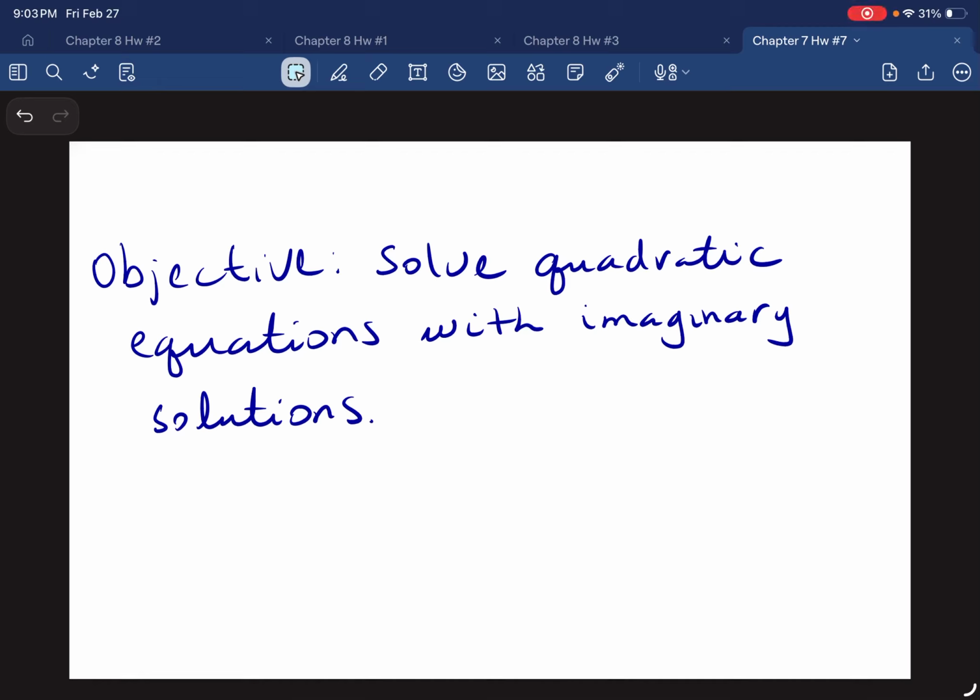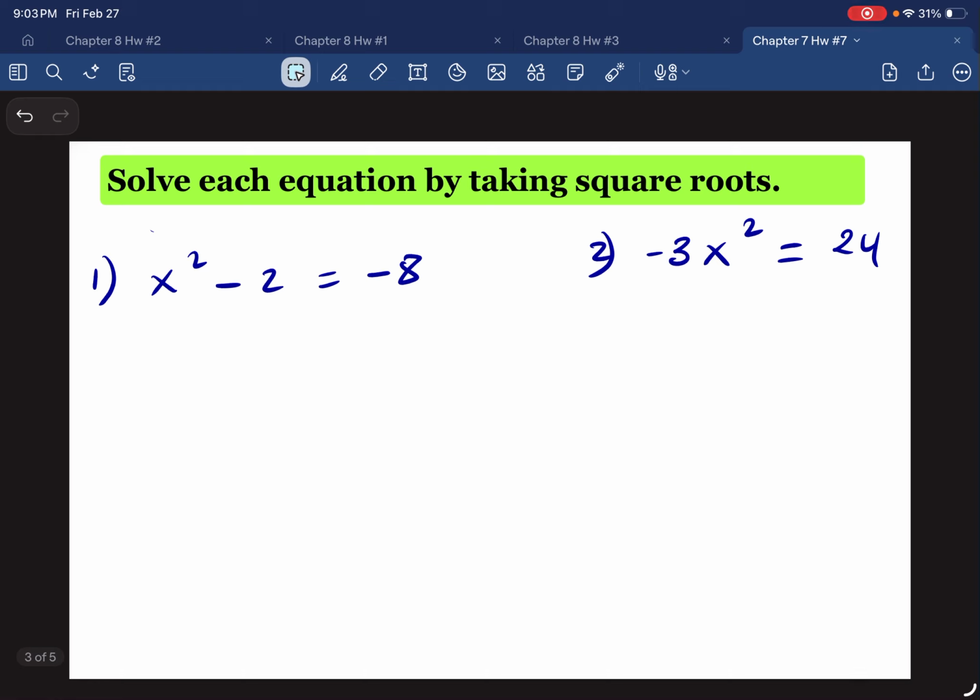Okay guys, in this lesson, I'm going to show you how to solve quadratic equations with imaginary solutions. So in number one, you're getting x squared minus 2 equal to negative 8. Normally we would try to factor this out, but since there are some terms missing here, we don't have to use that method. And you can solve this by taking the square root method.